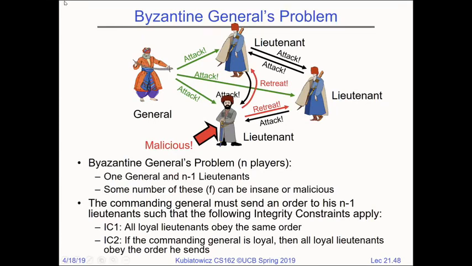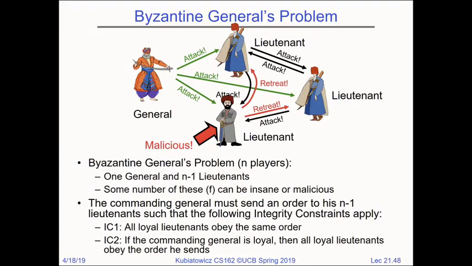Anybody have any questions on the consistency requirements? So the first one is that all the loyal lieutenants do the same thing. Notice that's a consistency question. Make sure they all do the same thing. And the second one is if the general is loyal, all the loyal lieutenants do what the general asks.